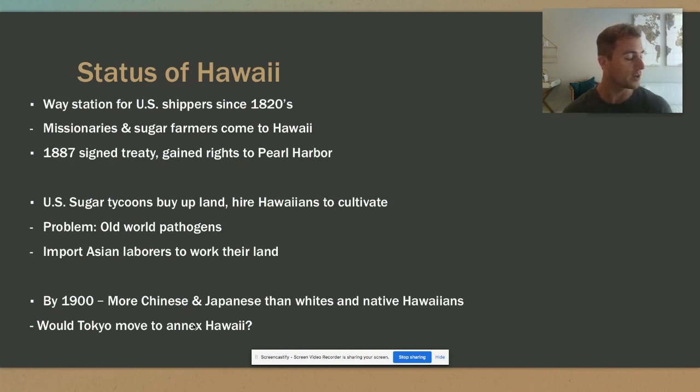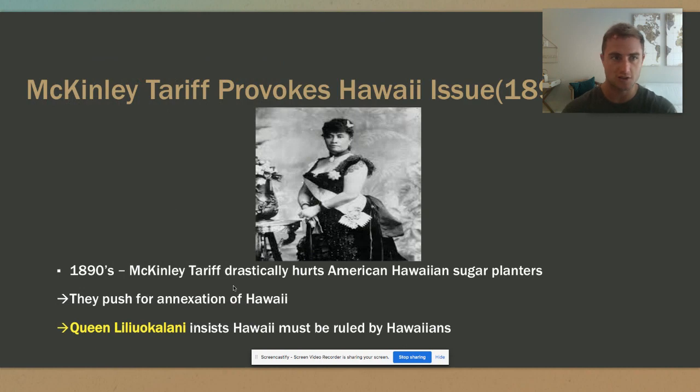And so now the question is, is Japan going to come in and annex Hawaii, especially given that Japan has become especially imperialist in this era? They've already fought China and started to gain a protectorate in Korea. They've also taken Taiwan from China. And so it looks as though Japan might come in and annex Hawaii, and that is going to scare the United States.